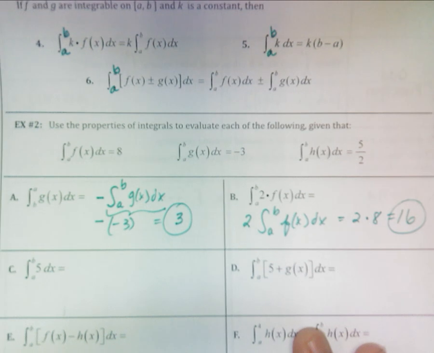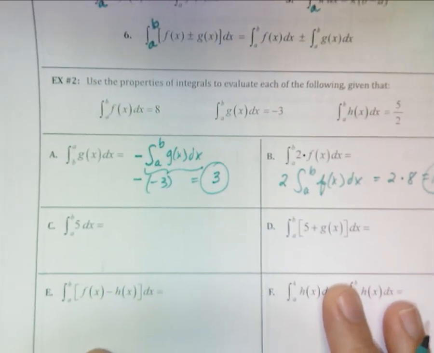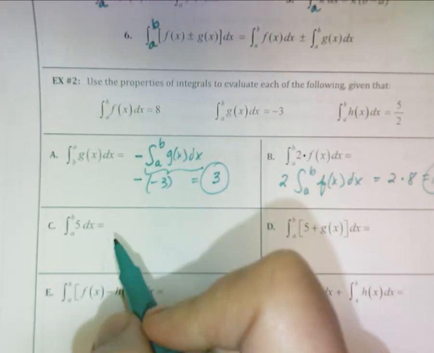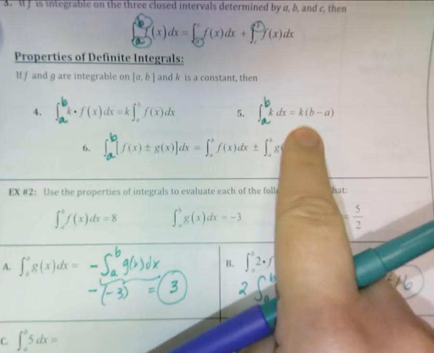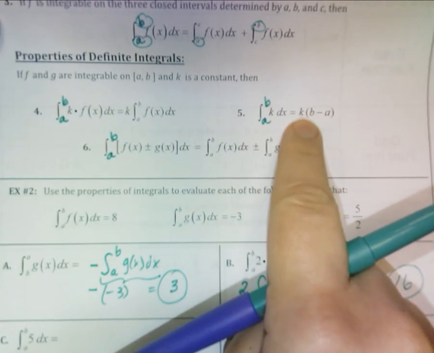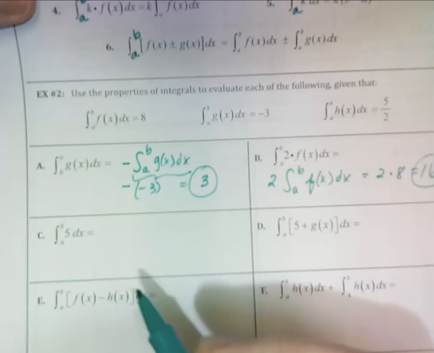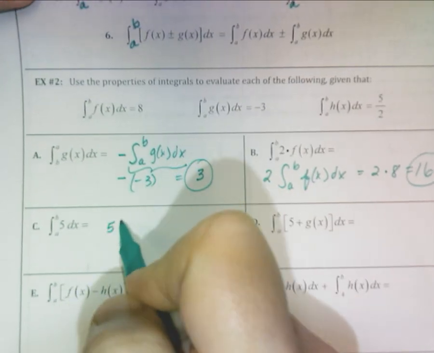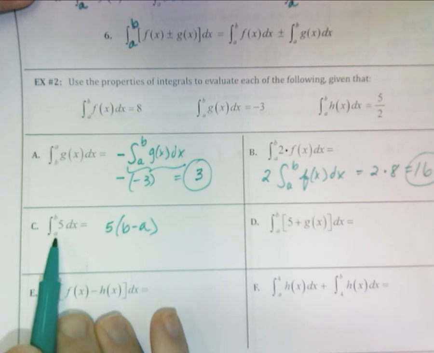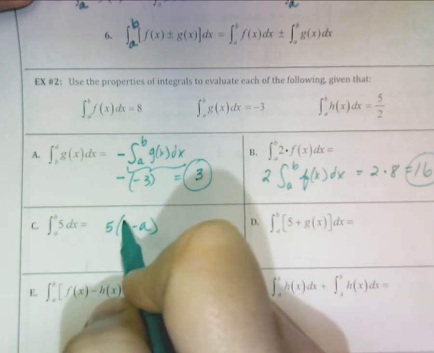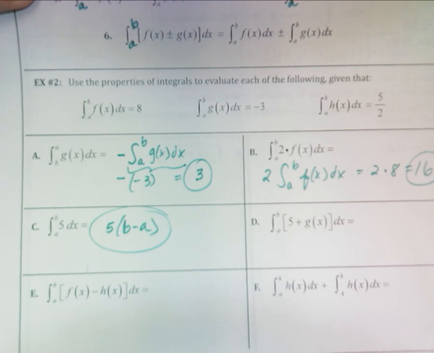All right, what about C? What if I'm integrating just a number? Then you would do, according to the property number 5 right here, you would take that scalar and then multiply it by b minus a. So 5 times b minus a. Since we don't know what b minus a is right now, like it could be a 1 and a 5, we're just going to leave it as 5 times b minus a.